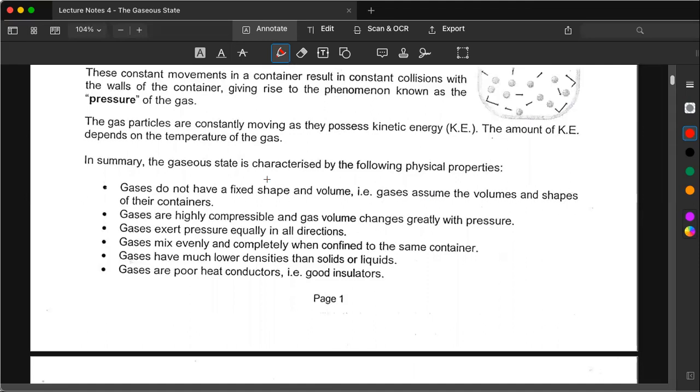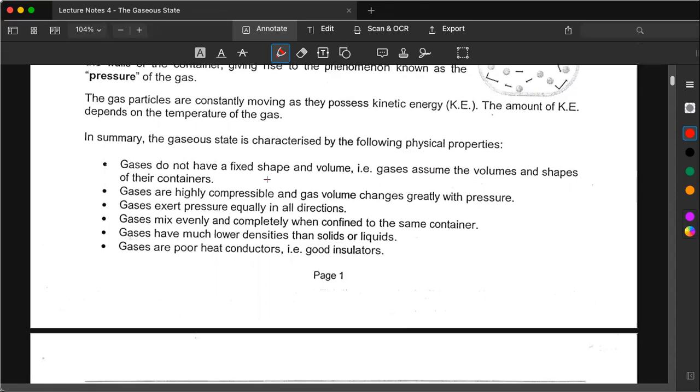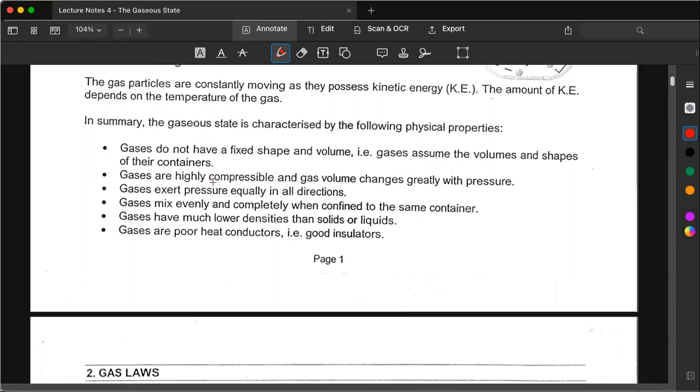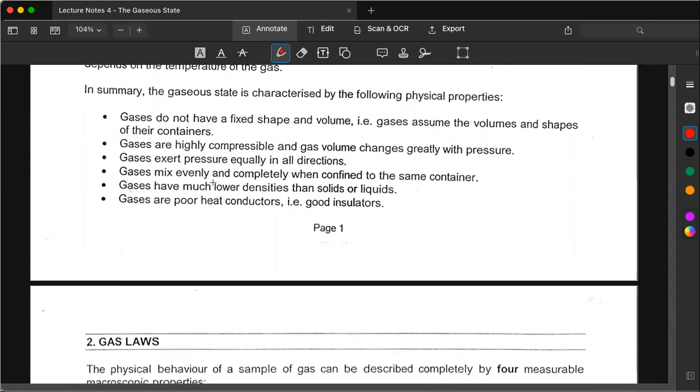Number one, gases do not have a fixed shape and volume. They assume the volume and shape of the container that contain them. Gases are highly compressible and the volume will change greatly with changes in pressure. Gases exert pressure evenly in all directions. They mix evenly and completely when confined to the same container. Gases compared to liquids or solid of the same substance will have much lower densities. They are also poor heat conductors or good insulators.